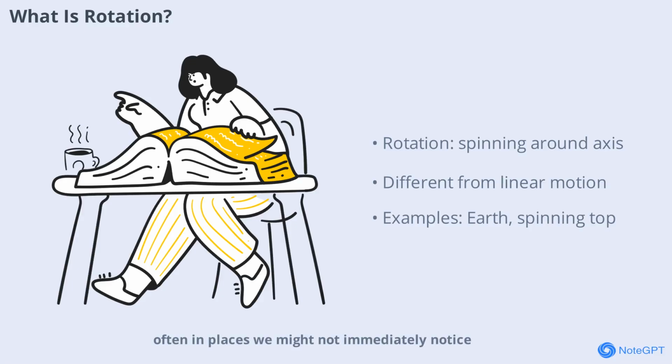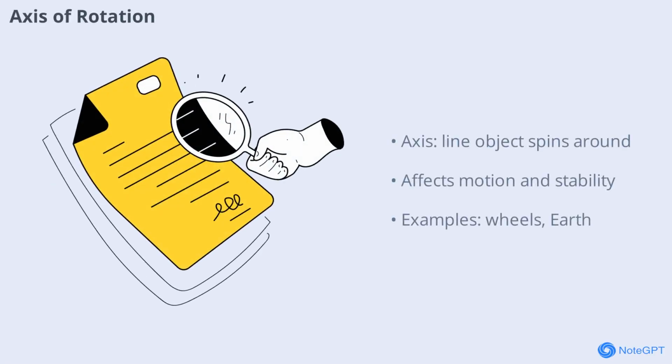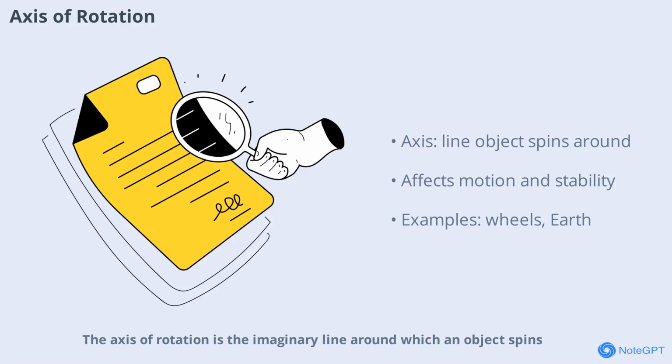The axis of rotation is the imaginary line around which an object spins. For example, when a wheel turns, its axis runs through the center. The Earth's axis is tilted, which is why we have seasons. Understanding the axis is key to analyzing rotational motion as it determines how the object moves and how forces act upon it. In engineering, the placement of the axis can affect the stability and efficiency of machines. Whether it's a gymnast performing a flip or a wind turbine generating power, the axis of rotation is always at the heart of the action.